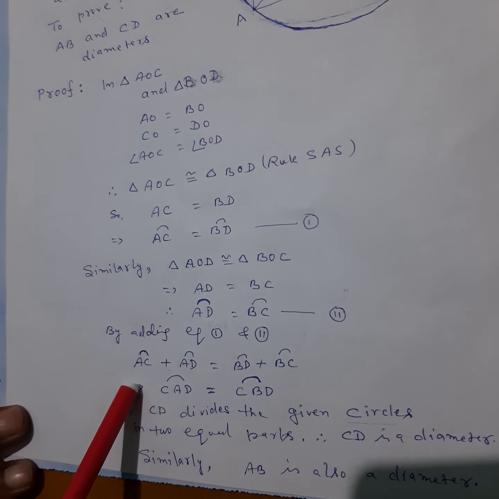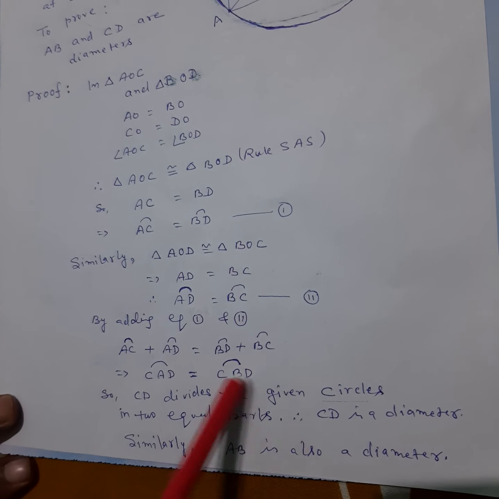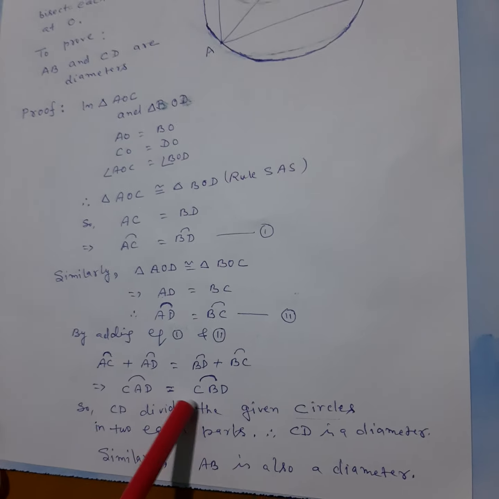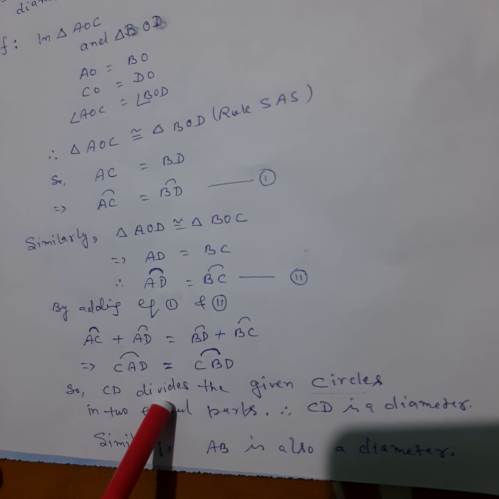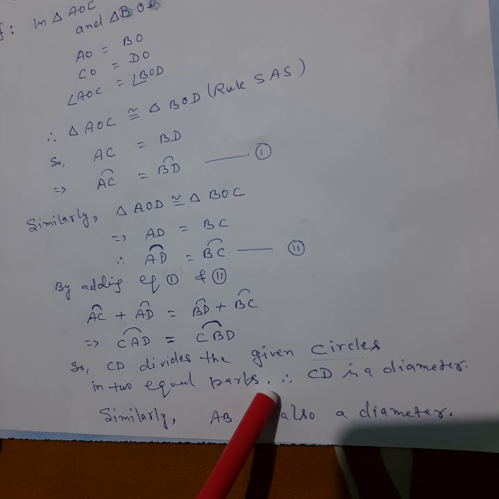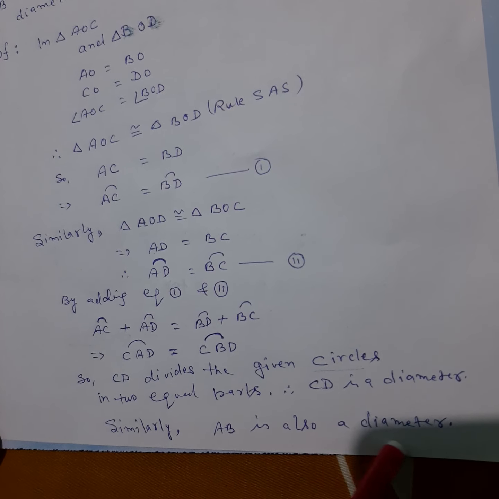Adding, arc AC plus arc AD equals arc BD plus arc BC. Therefore, arc CAD equals arc CBD. So CD divides the given circle into two equal parts. That is, CD is a diameter. Similarly, AB is also a diameter.